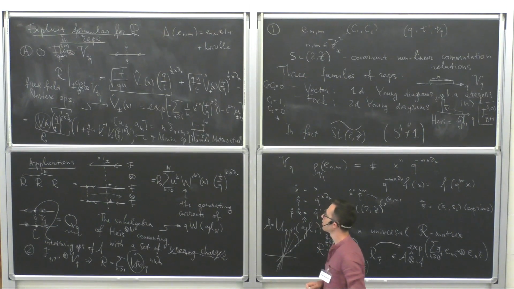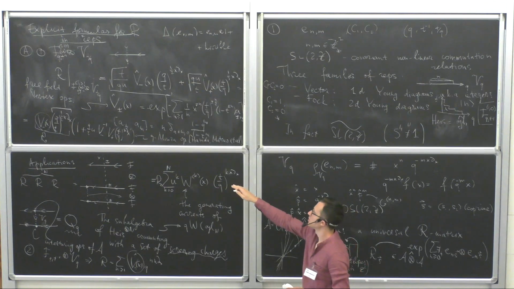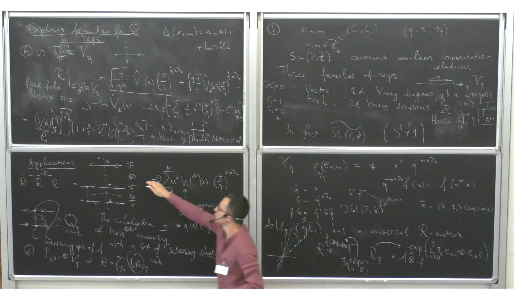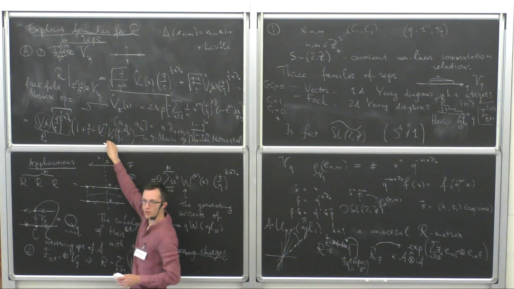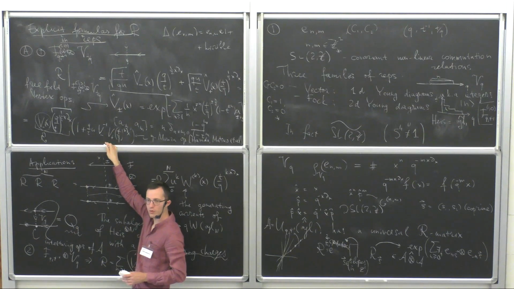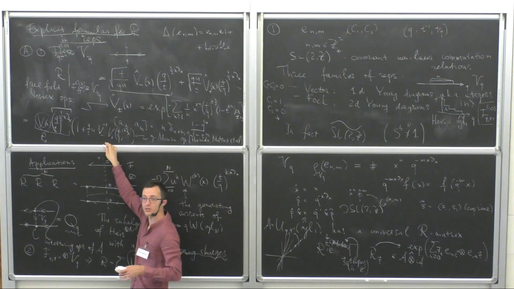Okay, did I understand correctly that you say that there is a way to explicitly solve for these vertex operators from the recursion relations for QQ characters, basically?